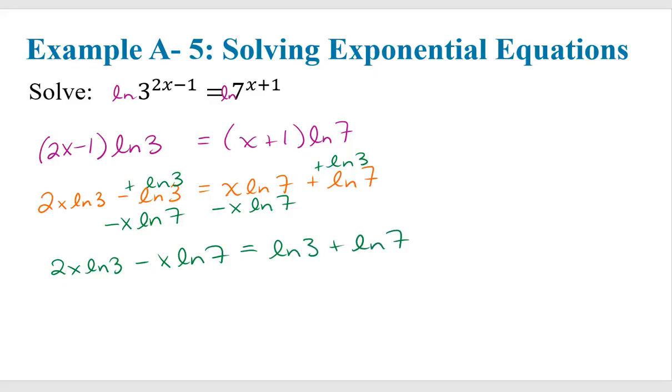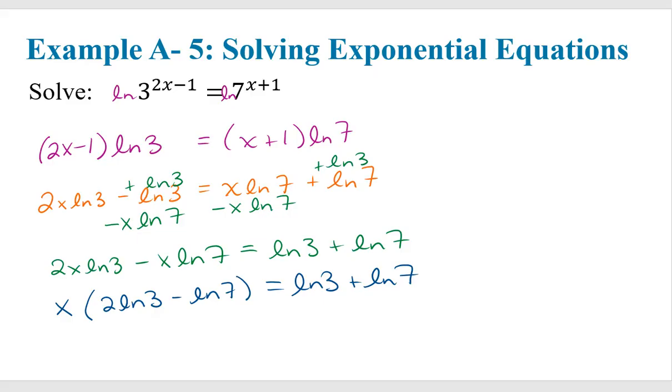Okay, so I have all the x's on one side. Now I notice that both of those have an x in each term. So the next thing I can do is factor out that x. If I factor out that x, that leaves me with 2 natural log of 3 minus natural log of 7. All right, so now I can solve for x because I finally have it by itself.